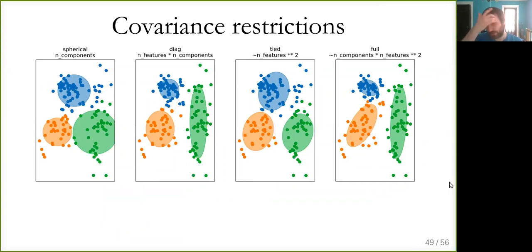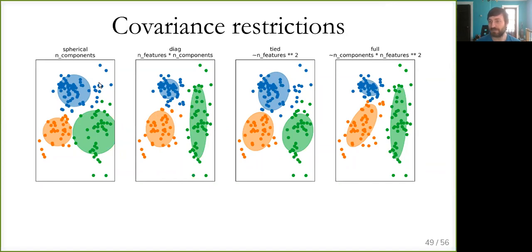Another important parameter for Gaussian mixture models is different restrictions for the covariance matrix. This is quite similar to the difference between linear discriminant analysis and quadratic discriminant analysis that we talked about last time, only that was the supervised setting, and now we're in the unsupervised setting where we don't have any true labels. We're trying to estimate covariance matrices here, and the more we restrict them, the easier it gets.